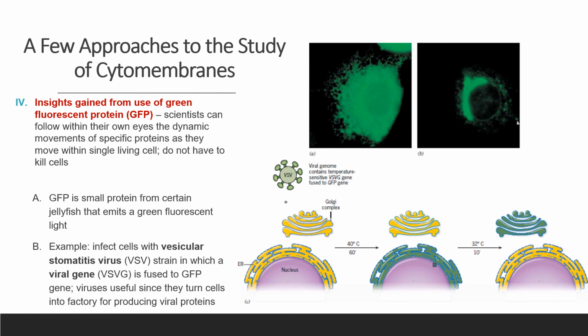And here you will see cells infected with a vesicular stomatitis virus strain in which a viral gene, the VSVG, is fused to the GFP gene. Viruses are useful since they can turn cells into factories producing viral proteins. So as you see, with the use of these fluorescent dyes, you will be able to see how the movement of the proteins happens in the living cell.